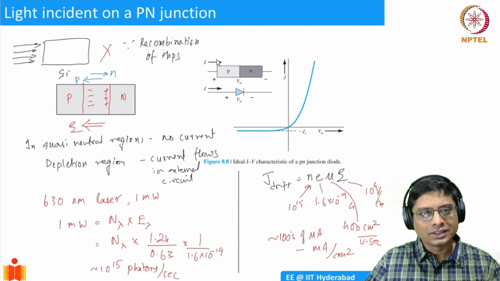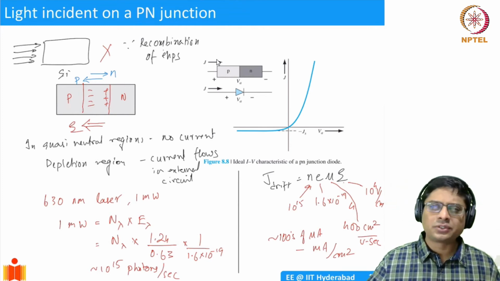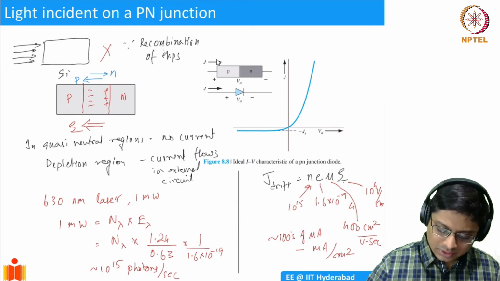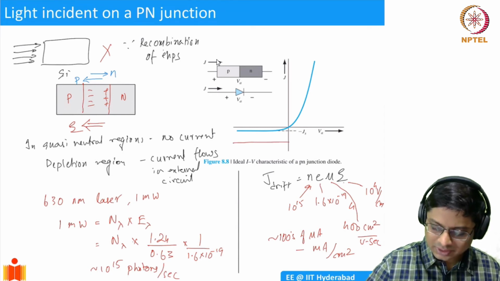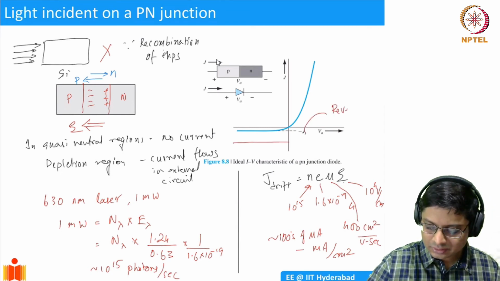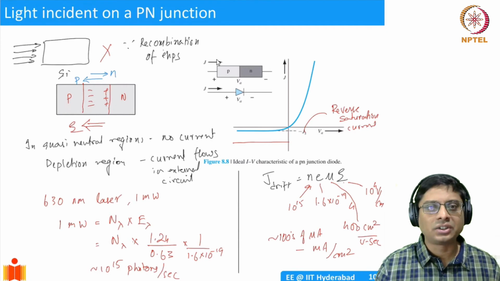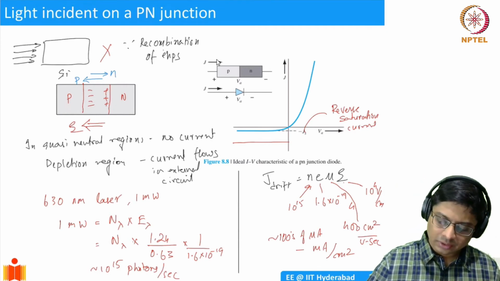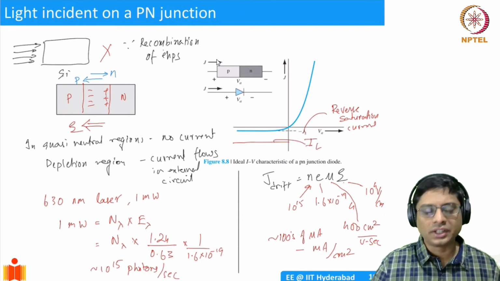When you shine light, you are essentially increasing the current in the reverse bias. When it's in the forward bias, it's anyway going to be dominated by the regular current, but in the reverse bias, there was this saturation current before, right? This is reverse saturation current. But when you shine a light on a PN junction, the reverse saturation current increases. So this is basically light, IL, I'll call it, current due to light.